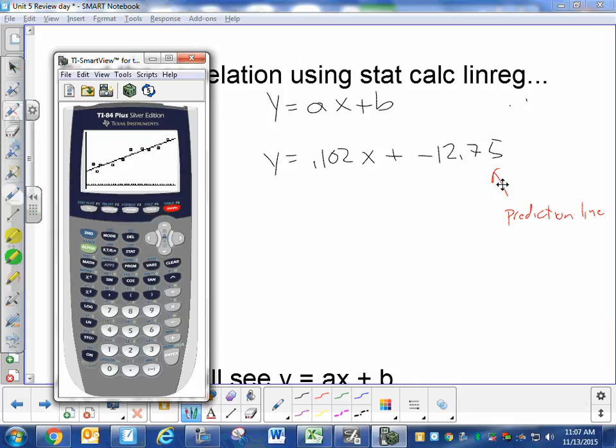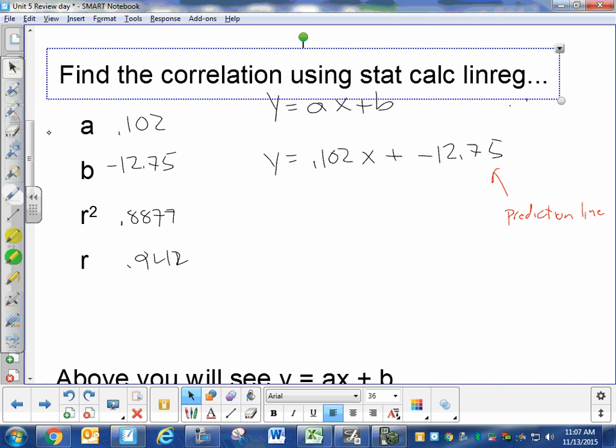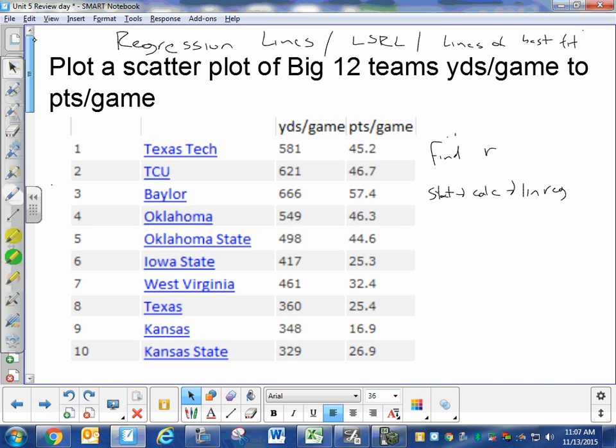Do you need more time to put in the info? It didn't work. So when I graphed it, it only showed one side. Did I type one in twice? 581, 621, 666, 549, 498, 417, 461, 360, 348.